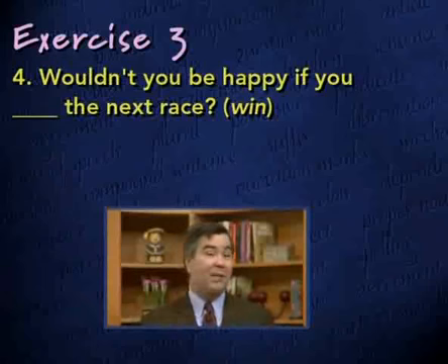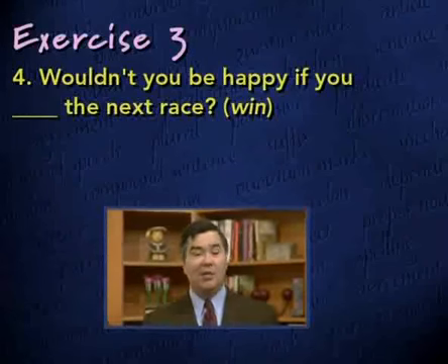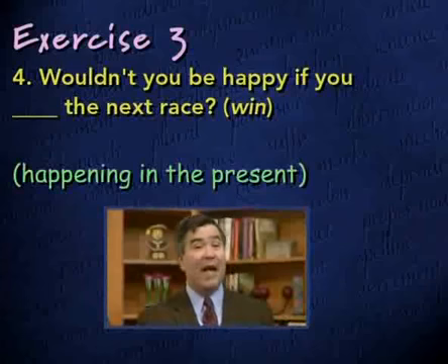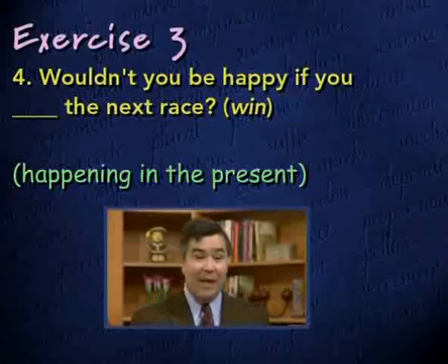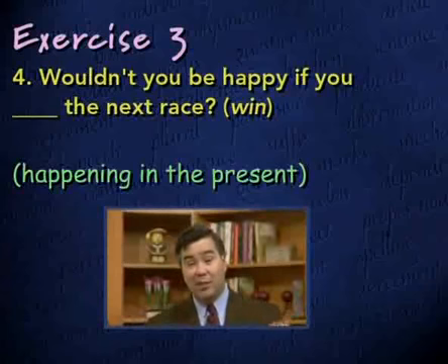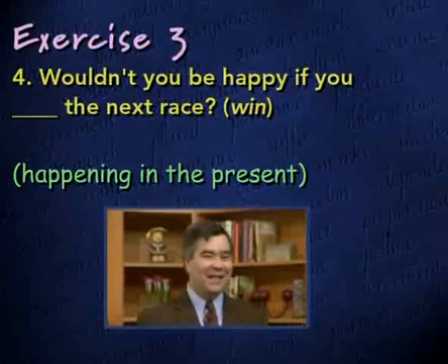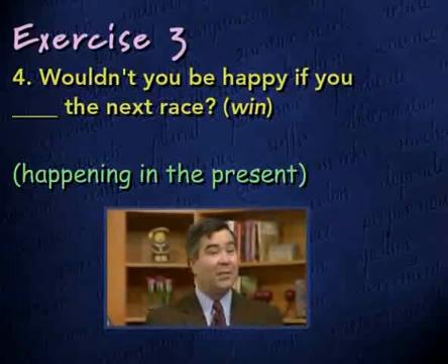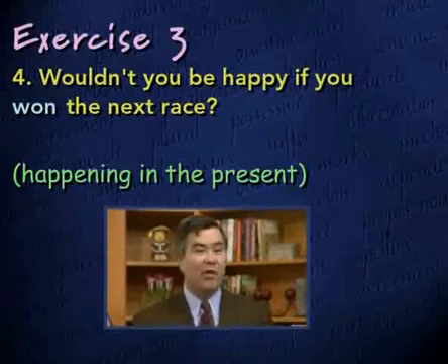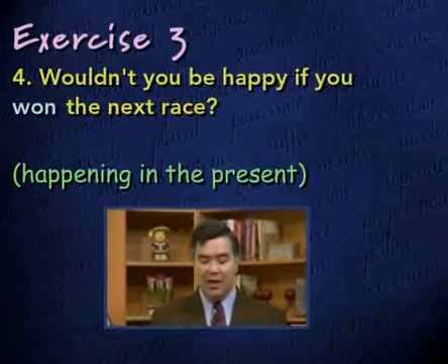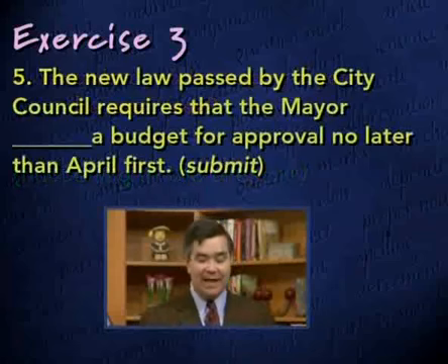Now, are we talking about a present or past event taking place here? Well, we're talking about now. We're saying you would be happy if you win the next race. We're talking about something happening now, not in the past. So therefore, we want the present subjunctive, which, remember, looks the same as the past tense form of the verb. What's the past tense form of the verb win? Won. So we simply insert the verb won, and the sentence would correctly read, wouldn't you be happy if you won the next race? Last example.